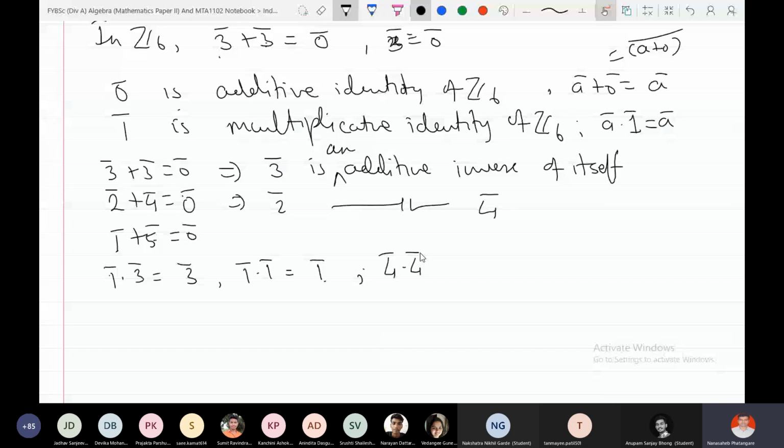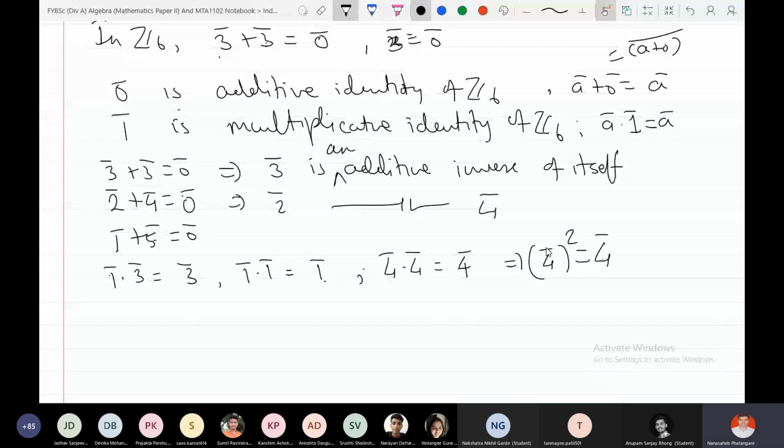Is it 4 bar, right? Am I right? 4 bar. That means 4 bar square is 4 bar in this case. And this is very interesting. 4 bar square is 4 bar, so the square of this element is itself.